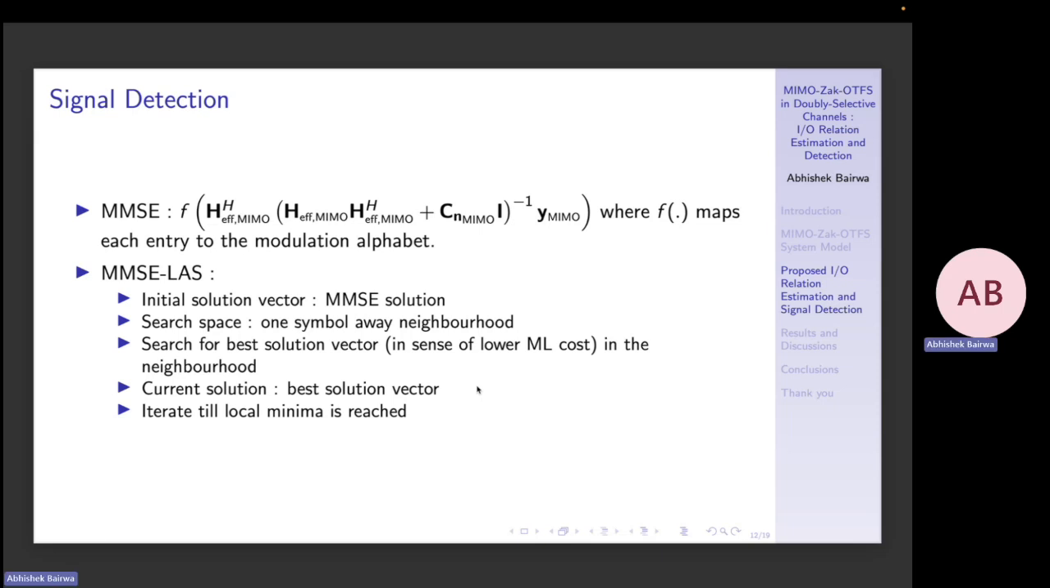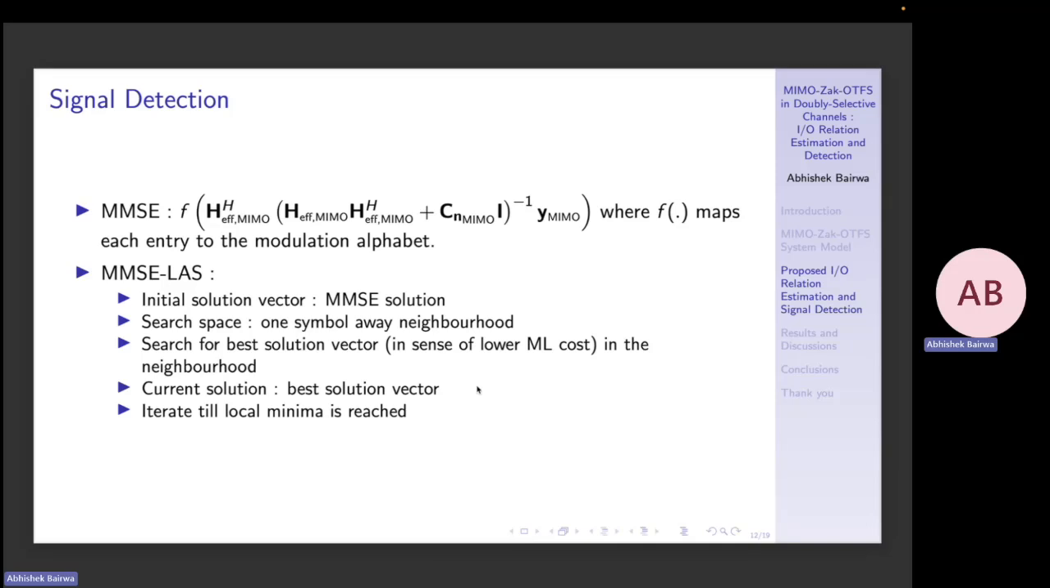Once we obtain the estimated effective channel matrix, H effective MIMO, we can use that to detect the signal in the DD domain. For that, first we use an MMSE equalizer. After that, we improve upon the MMSE solution by using MMSE-SIC.